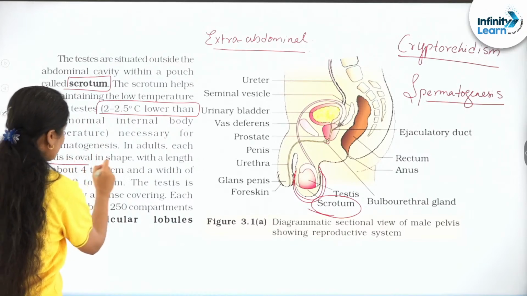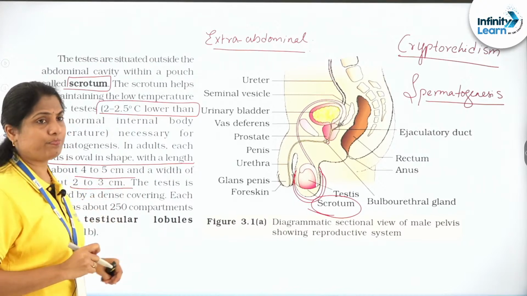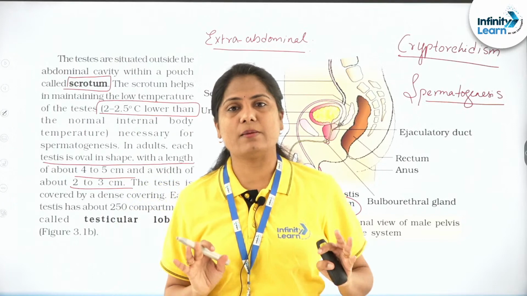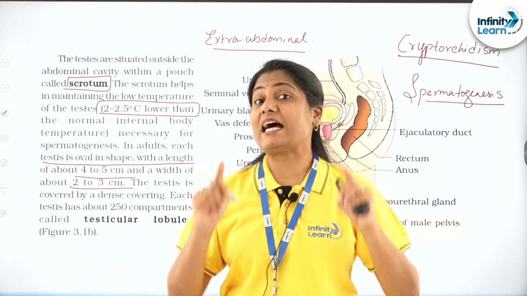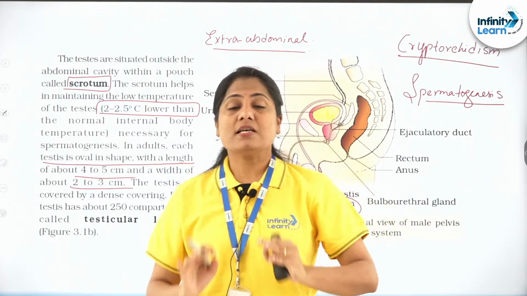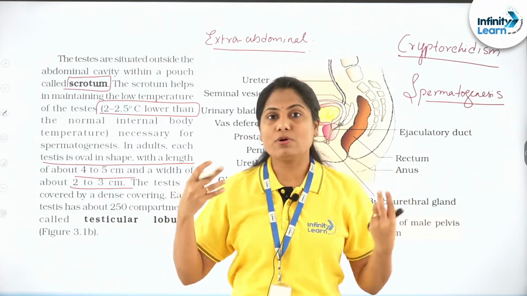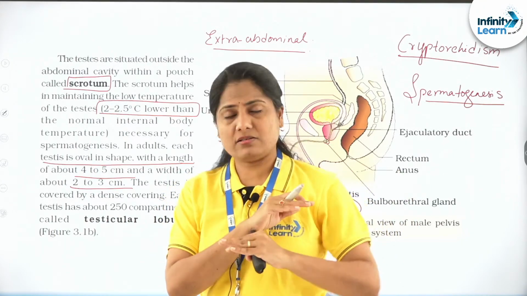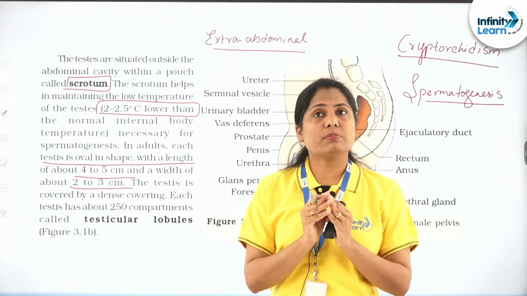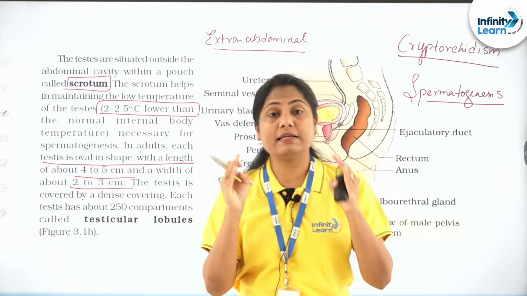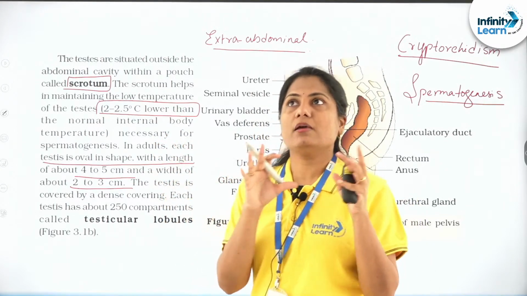Now we talk about the testis. It's oval in shape. It's about 4 to 5 centimeter in length, 2 to 3 centimeter in width. Do you really have to bother about these dimensions? No. So far in the NEET examination, there has never been a question as far as dimensions are concerned. So be cool and relax about this. You don't have to literally mug it up. The dimensions are provided only for your understanding, just to understand how large it is.